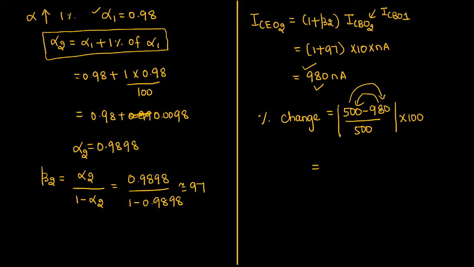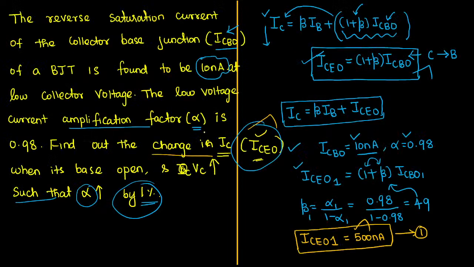So what is the percentage change? If you subtract these two, it will become 480. Yes or no? It will become 480. This 20 will get cancelled out. 480 by 5, so we can cancel it. 9 times 5 is 45, remaining 3, so 6 times, 96 percentage. So the percentage change is 96 percentage. That's all. That is how we are solving this question.